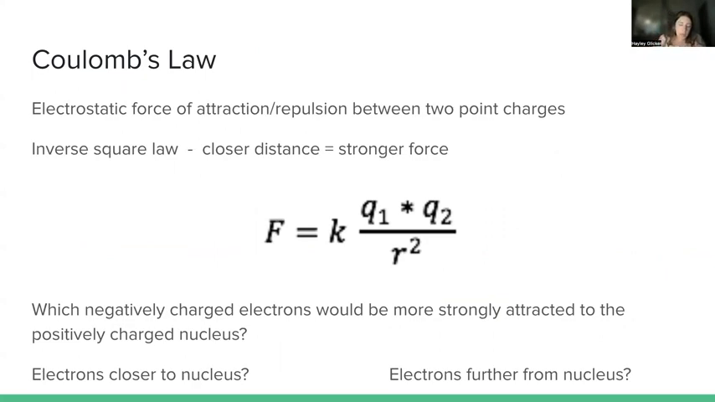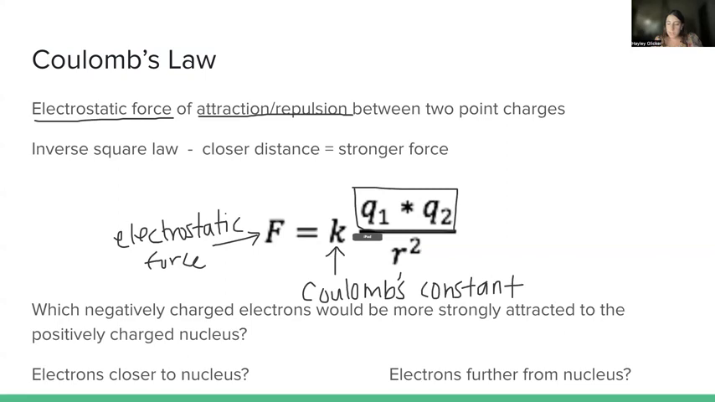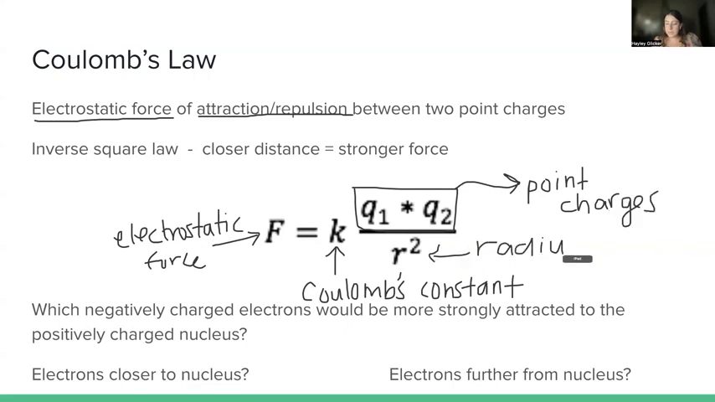Our next piece of potentially reviewing information is Coulomb's law. Coulomb's law evaluates the electrostatic force of attraction or repulsion between two point charges. Going through this, F here is the electrostatic force. K is Coulomb's constant. Q1 and Q2 are each point charges, and I'll explain more what that means in a moment. And R is our radius, and it's our radius squared in the denominator.